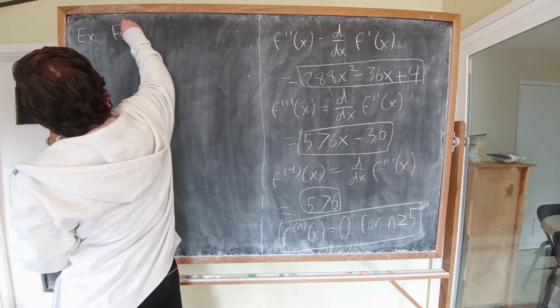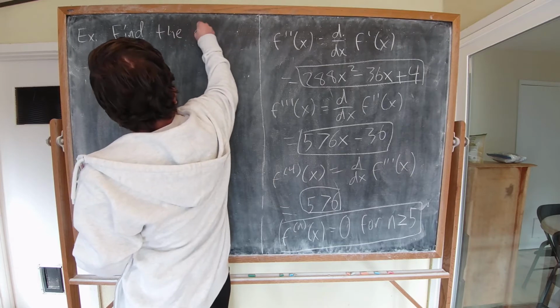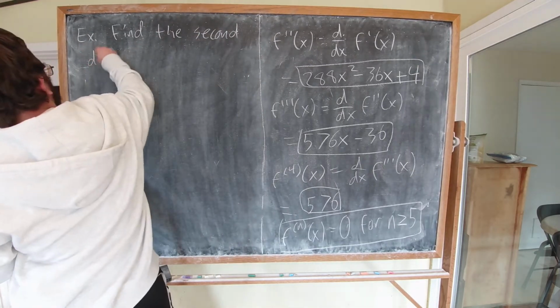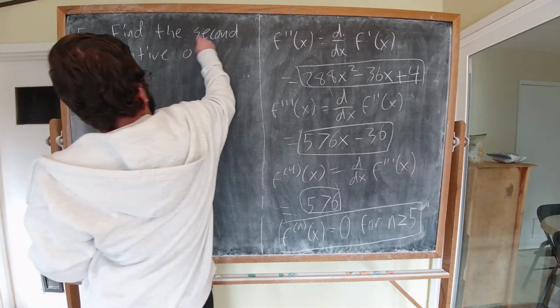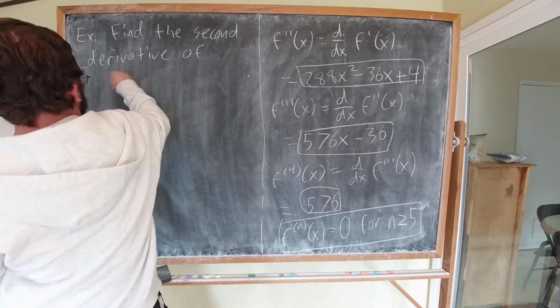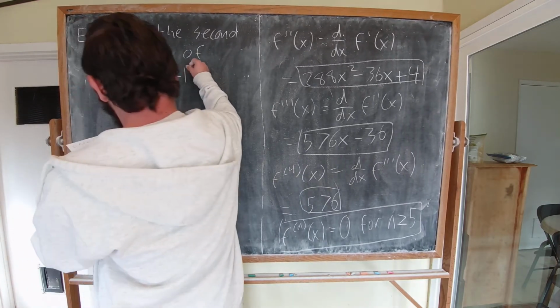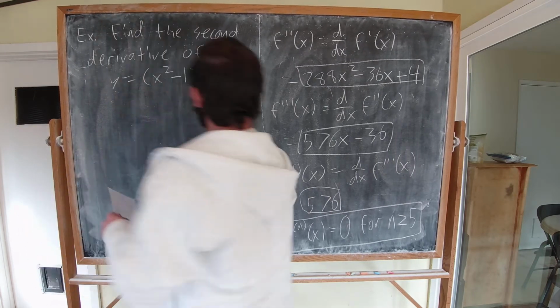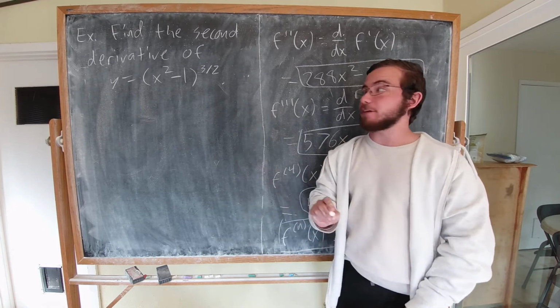Simpler problem, one we can handle. Find the second derivative of y equal to x squared minus 1 to the 3 halves. Alright, well to find the second derivative, we go by way of the first.